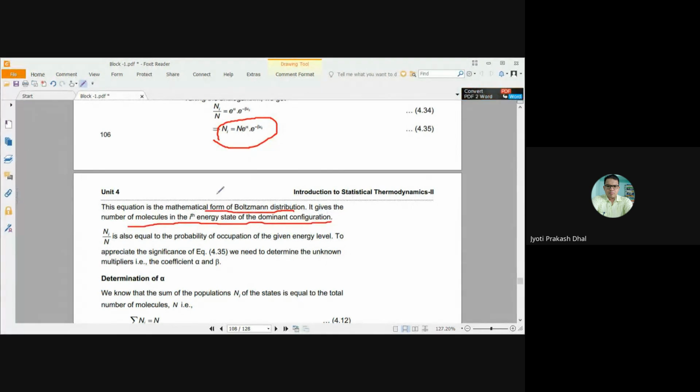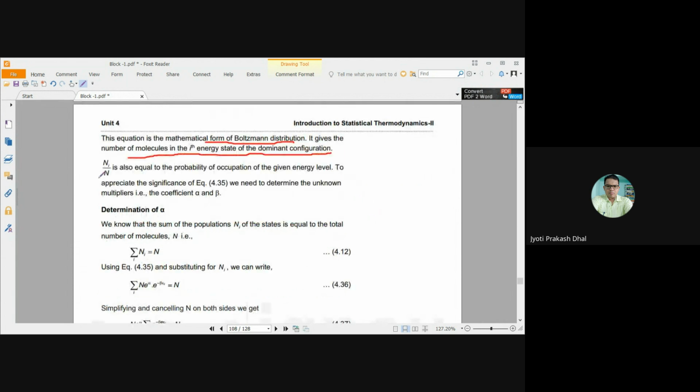Again, I am repeating, this equation 35 is the mathematical form of the Boltzmann distribution, and it gives the number of molecules in the ith energy state of the dominant configuration. Now Ni by N also equals the probability of occupation of the given energy level.